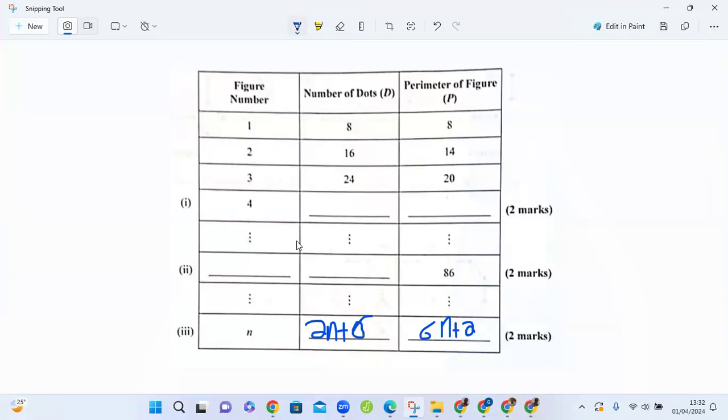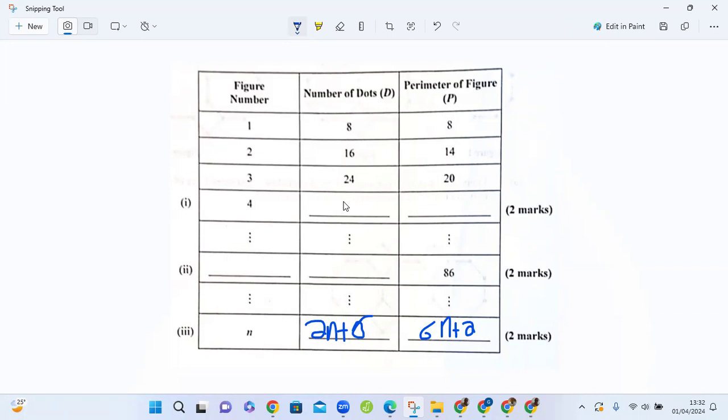Is it 2 marks? No. We can find the number of dots. N is 4. 4 2s are 8. 8 plus 6. That will give us 14.